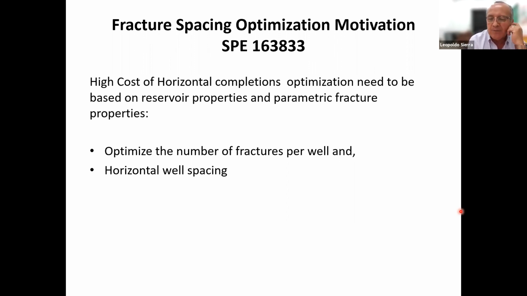These are two important parameters when we are dealing with unconventional reservoirs, because in North America and also outside of North America, the completion cost for unconventional is very, very important. And this is more important for North America, where the gas price is very low and where it is totally necessary to optimize the number of fractures or the horizontal well spacing, to be at least within some economic margins.